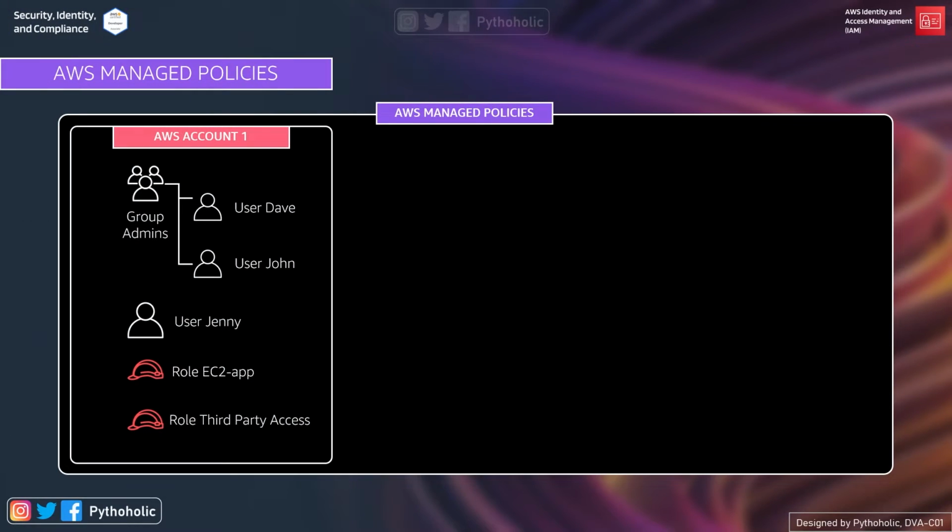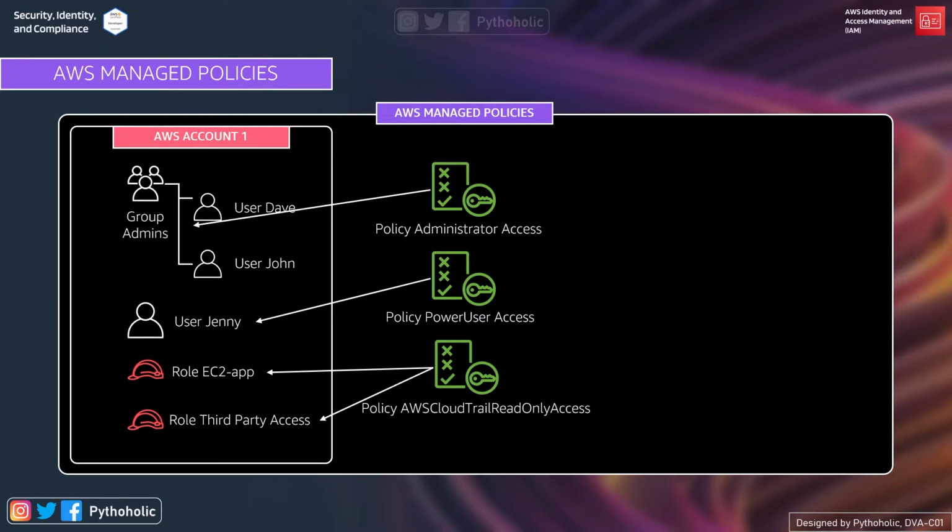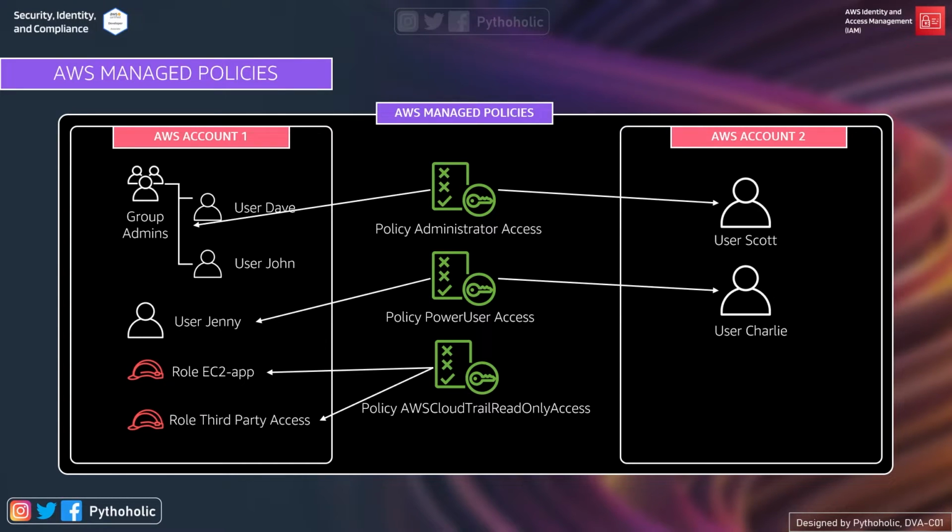And the biggest advantage of using managed policy is its inclusiveness. This is account 1 and it has users, user groups and roles. Like we can see here, we have group admin, user Dave, John, we have user Jenny, we have role EC2-app and role third-party access. And these managed policies like administrator access, power user access can be attached to them. But not just that. The same policies can also be used by users across accounts. And that is what makes it special. So these policies are already defined by AWS and can be used across accounts by anyone who wants to use it.